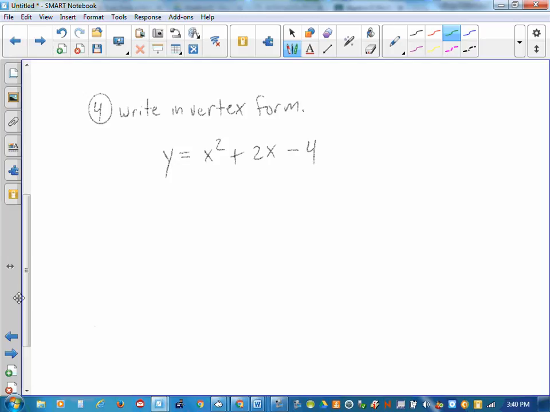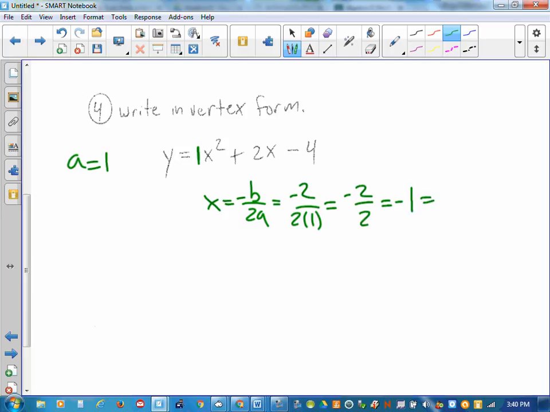Okay, vertex form. Well, we need the vertex. The vertex is at negative b over 2a. I'd also like to point out that a is 1. So I know that a is 1. I got that because I need that. I need h and k. So this will tell me what h is. So it's negative 2 over 2 times 1, negative 2 over 2, which would be negative 1, and there's my h. So I have my h, and I have my a.